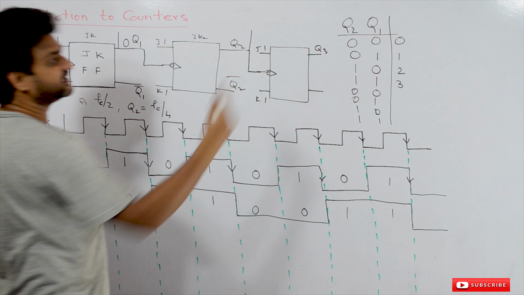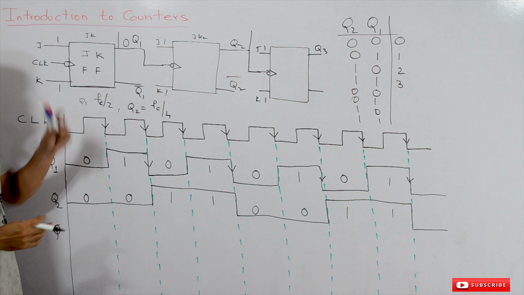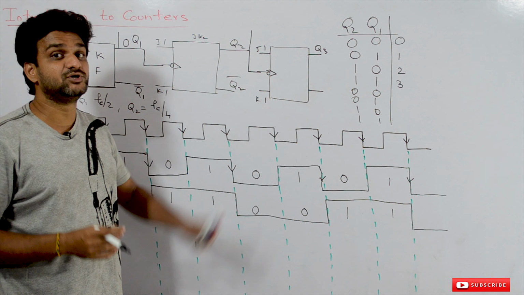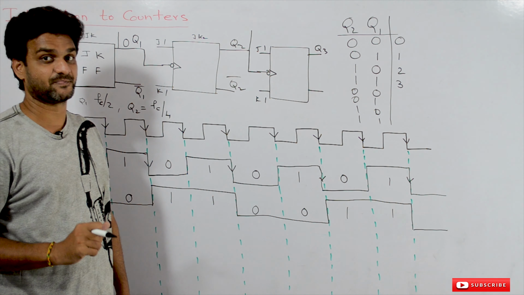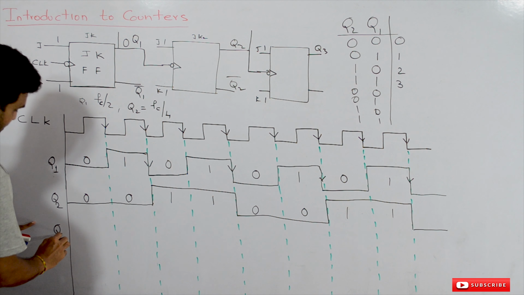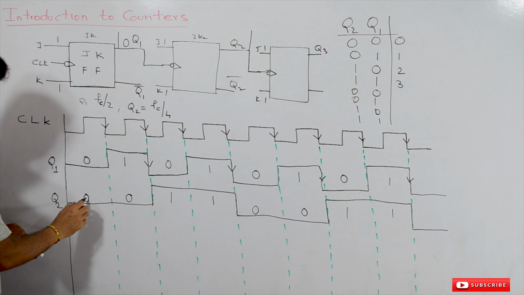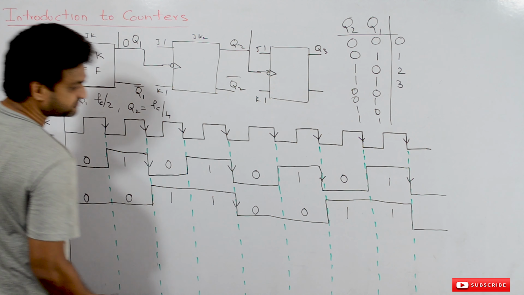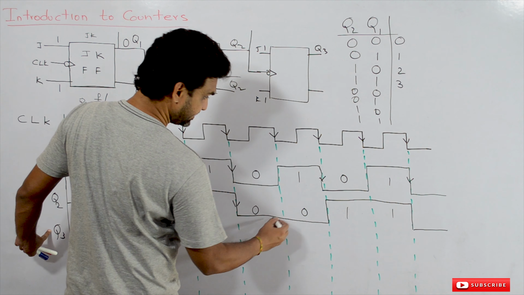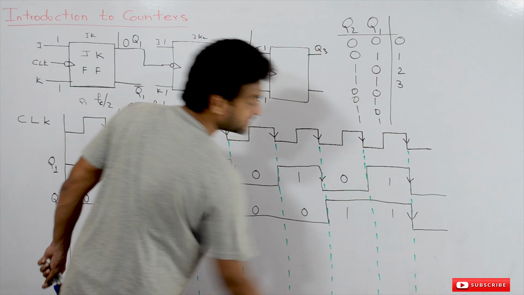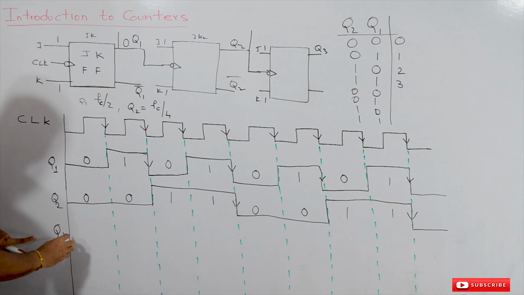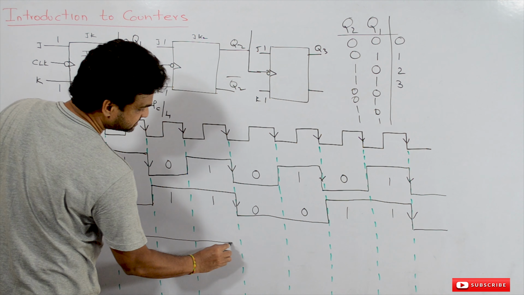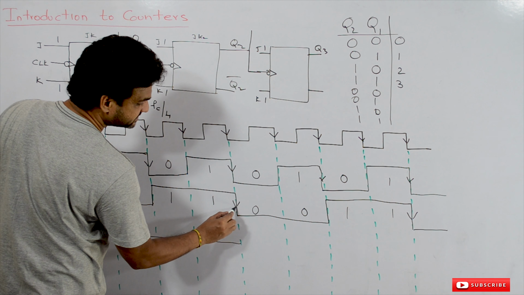So if Q3 has been added, what happens? A 2 power 3 counter will get generated, which means this counter is able to count 8 numbers. Okay, let's check. Now where the negative edge will get generated, here, and the next negative edge generated will be here. So the input is initially 0, so it is going to be 0. It remains 0 until here. Here the negative edge has been triggered.